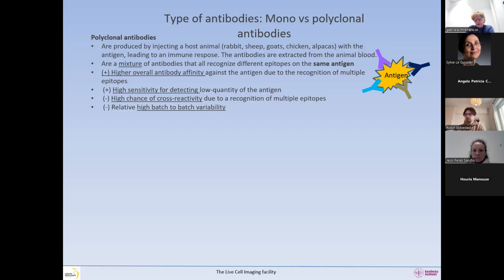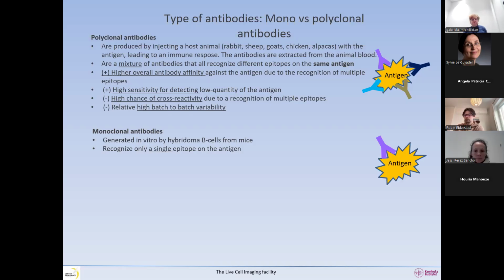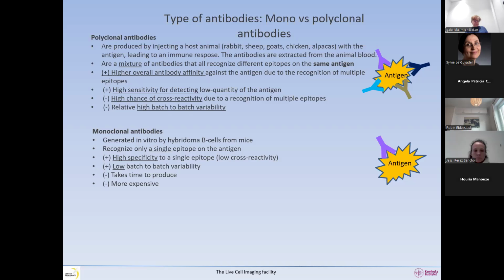Another negative part regarding polyclonal antibodies is the relatively high batch variability. The monoclonal antibodies are generated in vitro by hybridoma B cells from mice. They recognize only a single epitope on the antigen, which gives them high specificity and also means low cross-reactivity. We have a low batch-to-batch variability when using monoclonal antibodies, but they take time to be produced, and they are more expensive.